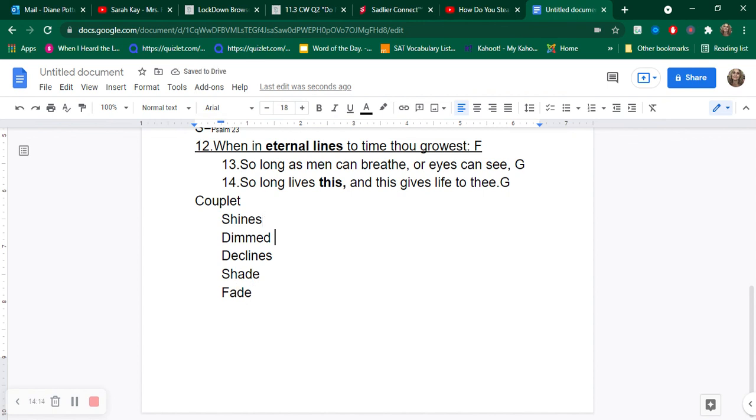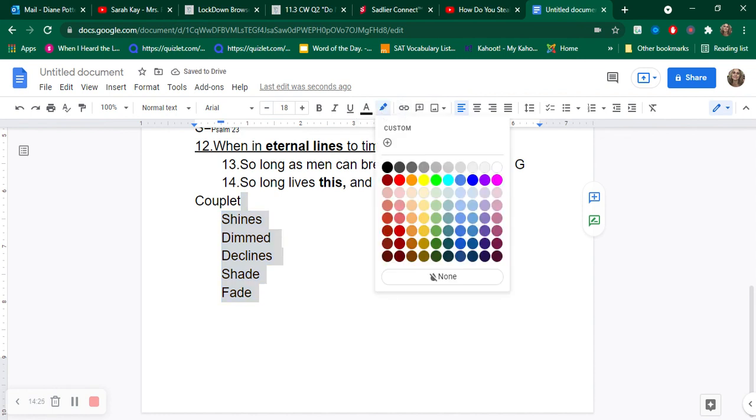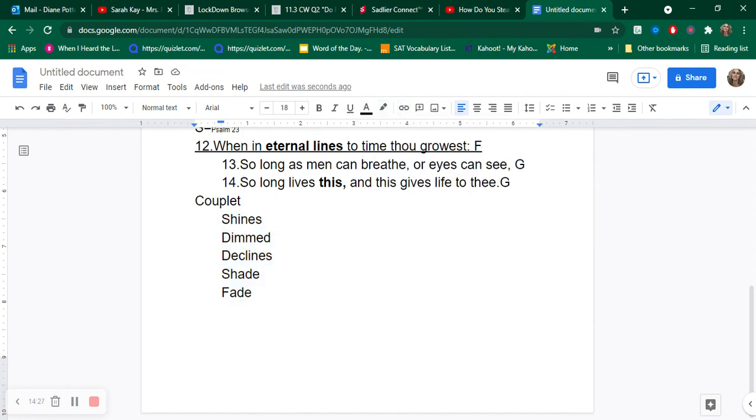This is the progression of the sun, right? In the sky? Yeah, let's see if I could write that down. It's the progression of the sun. How about another pen? Okay. The progression of the sun: the sun shines, dims, declines, shades, fades. It's also the progression of life. It comes out shining, it dims, it declines, it fades, it shades.